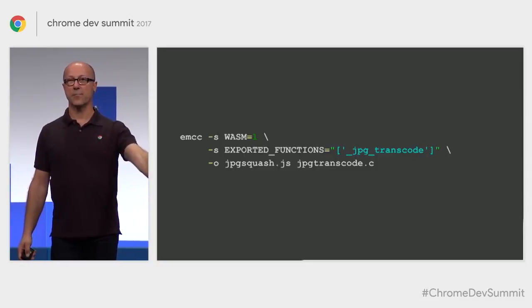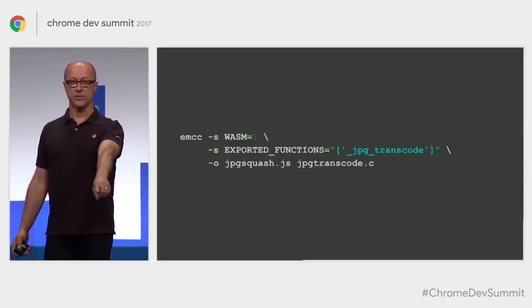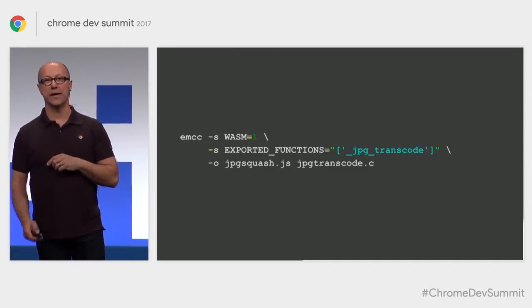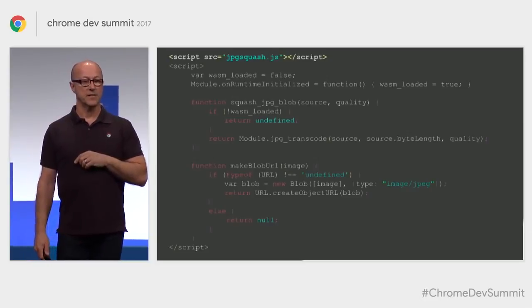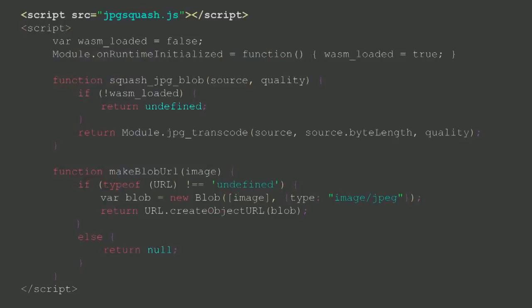So once you've done that on your command line, it will build you a JavaScript file called JPEG squash.js and a WebAssembly module. And this is how you use it from your HTML. The first thing you do is put in this script tag, which pulls in JPEG squash.js. What this does is pull in the WebAssembly module, hook up all the glue logic, and create a global object called Module. And Module is how you interface to your WebAssembly.